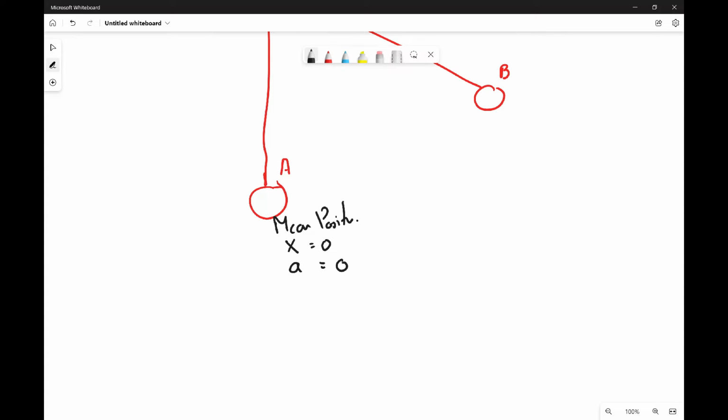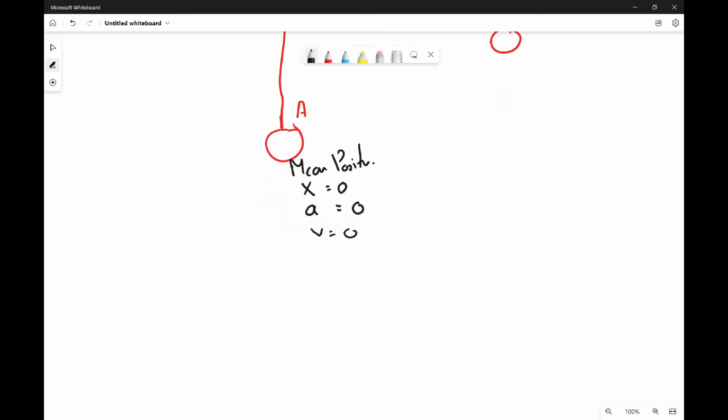The velocity is maximum at this point, the mean position. The object will be traveling the fastest at this point. If the velocity is maximum, so kinetic energy would also be maximum at this point. Velocity will be 0 at the extreme position, right?